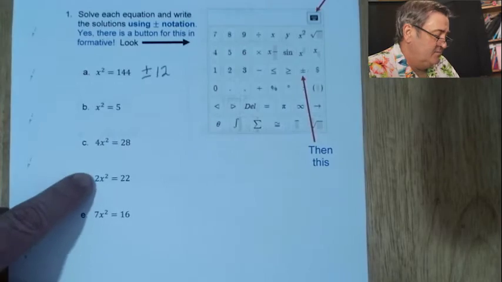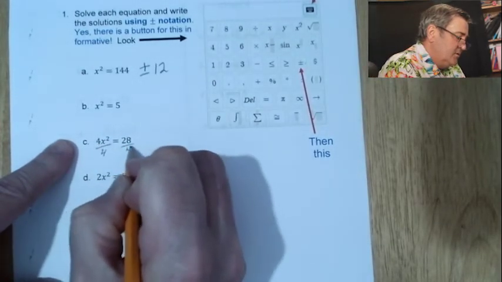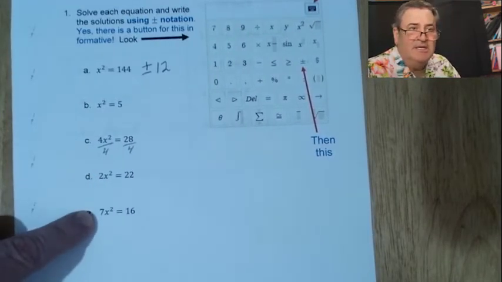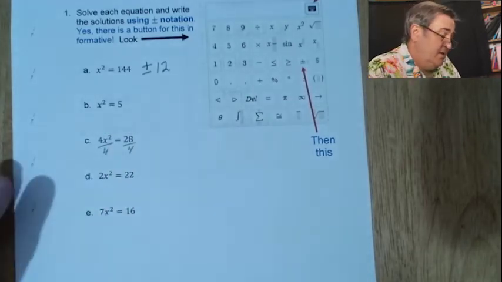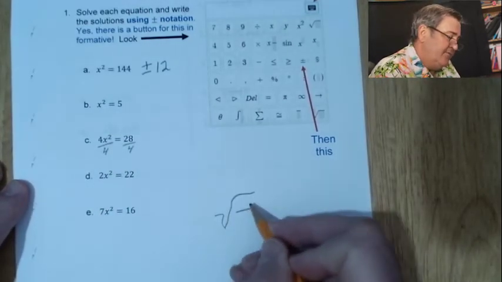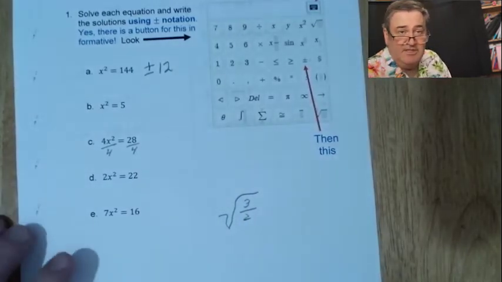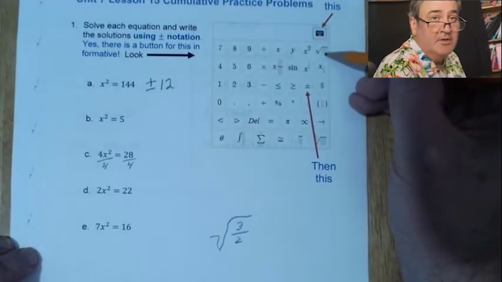Get a little harder. This one you need to divide by 4 first. All right. This one you need to divide by 2 first. Divide by 7 first. And you'll get to a fraction there, but that's okay. You can always put a square root of a fraction. 3 halves. This is not 3 halves, I'm just saying that. You can put a square root of a fraction. And you do have the square root button that you can use right there.